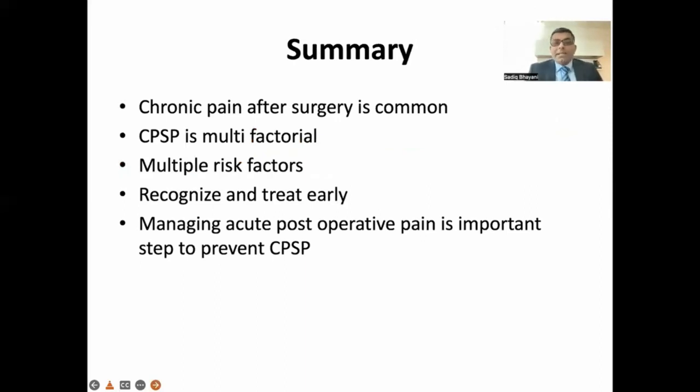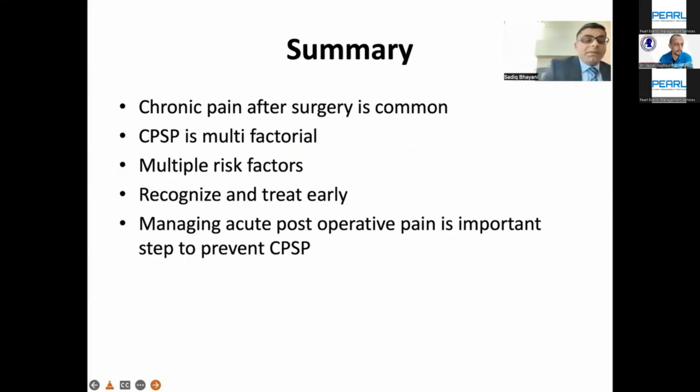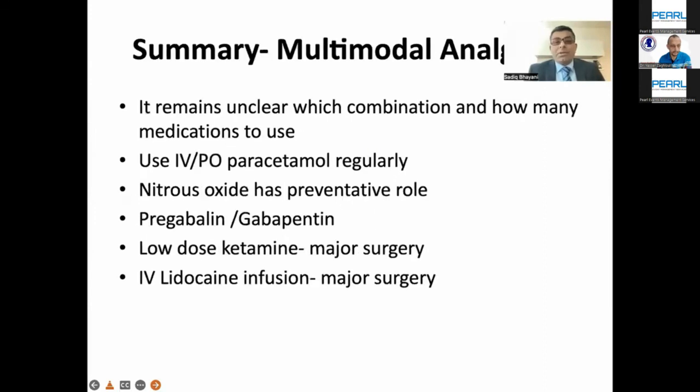So I'm going to summarize this. Chronic pain after surgery is common. Chronic post-surgical pain is multifactorial. There are many factors responsible for the chronicity of pain. Multiple risk factors need to be recognized and treated early. Managing acute post-op pain is an important step to prevent chronic post-surgical pain.